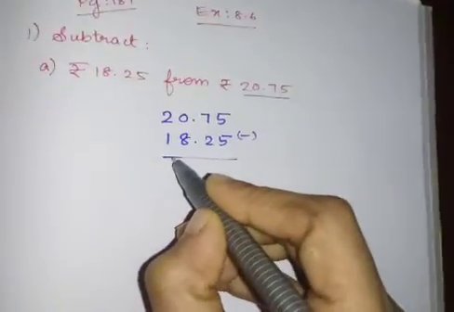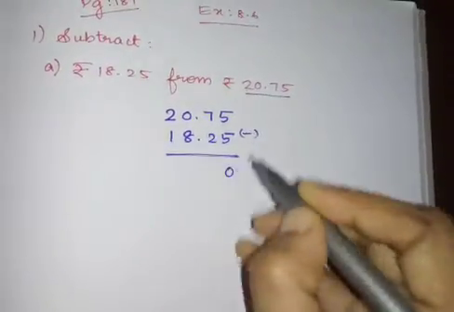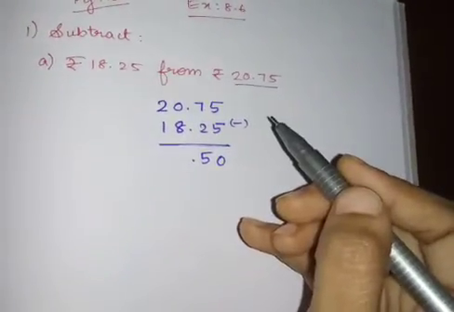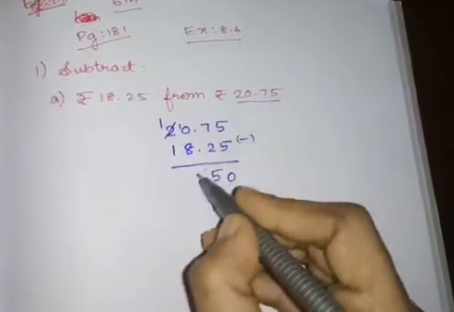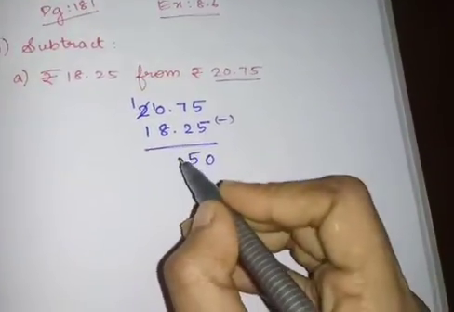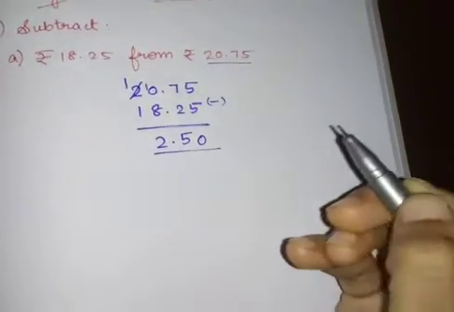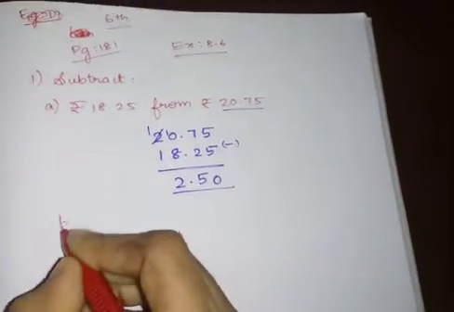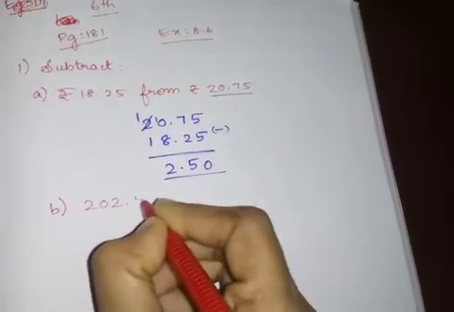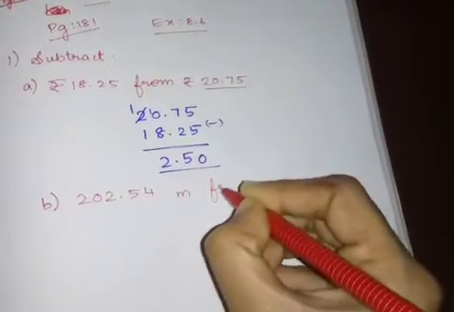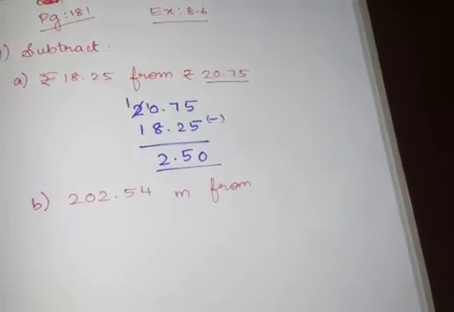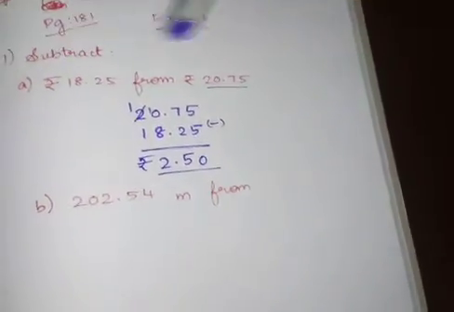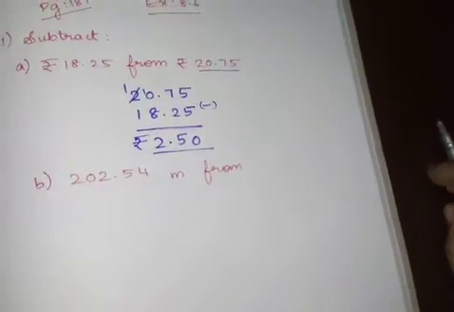Now, as usual, subtraction. 5 minus 5, 0. 7 minus 2, 5. 0 minus 8, can we do? No. So, 1 here, and 0 has become 10. 10 minus 8, 2. So the answer is 2.50. Next, B problem. For this problem you should write rupees 2.50, because the given unit is rupees. So the answer should always be in rupees, correct?